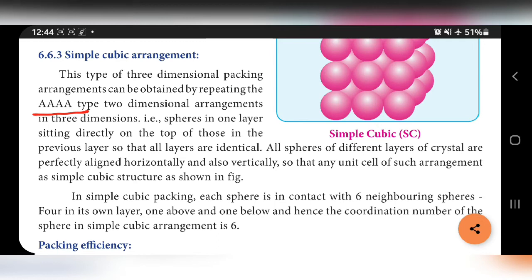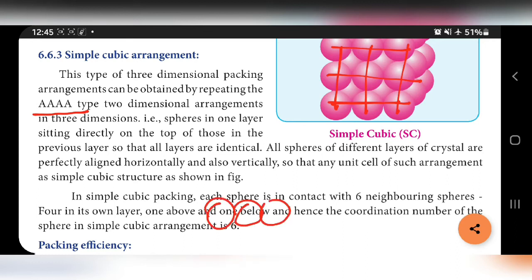That is, spheres in one layer sit directly on top of those in the previous layer, so that all the layers are identical. All spheres of different layers of the crystal are perfectly aligned horizontally and vertically. So any unit cell of such an arrangement has a simple cubic structure as shown in the figure.